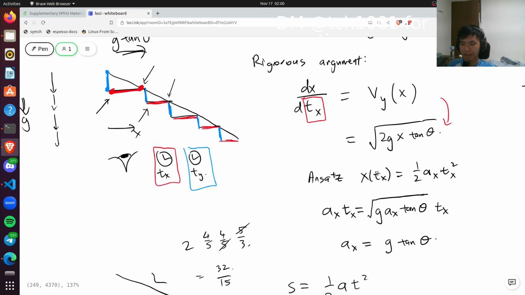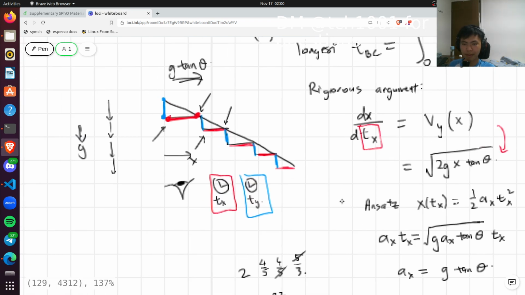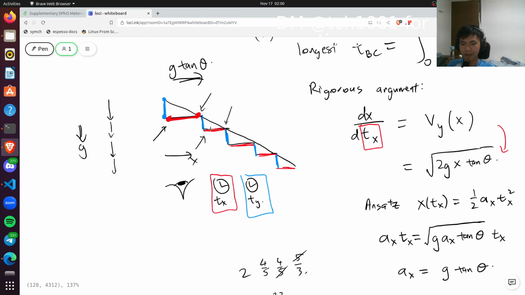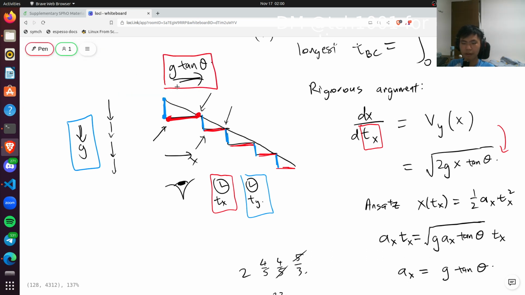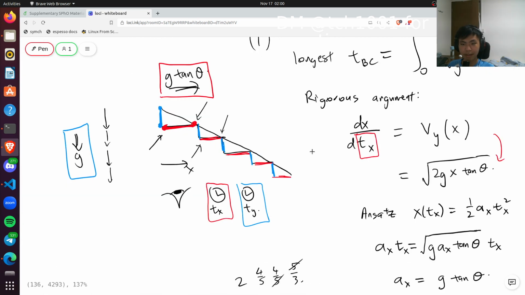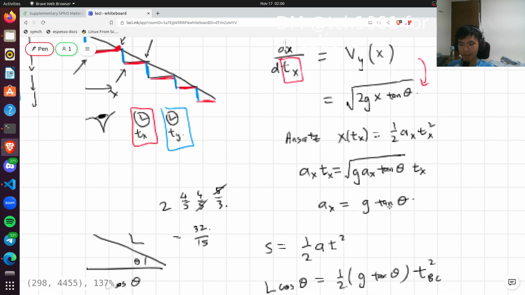Based on that, you're going to see that it's as if it's constant acceleration motion to the right. So the entire motion, as it's hugging this hypotenuse, is as if it's a vertical acceleration of g, as we already expected, but the entire motion can also be seen as a horizontal acceleration of g tangent theta. Okay, so that's the idea.